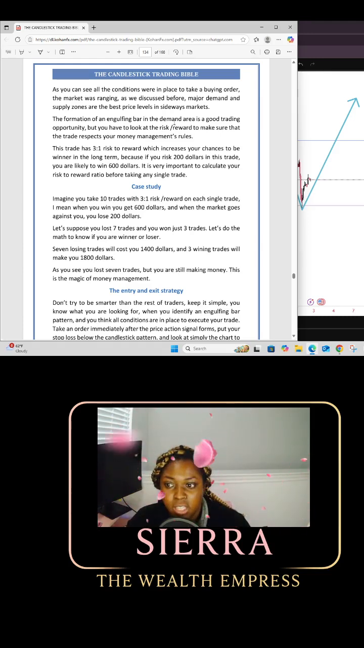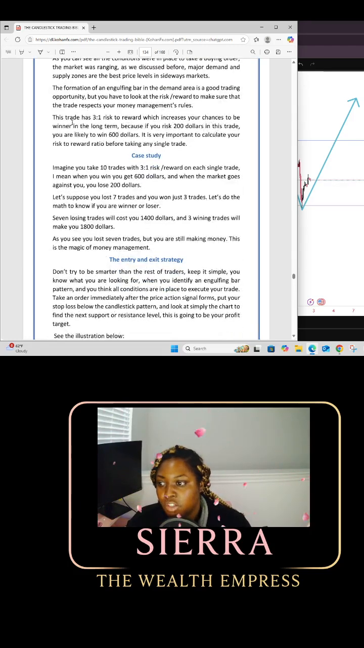Okay, and they're just saying demand area, but remember, it's the same as support and resistance, the same at supply and demand, the same at a trend line, the same in a fair value gap. Okay, all of these are zones, and you want to use these candlestick patterns to let you know what price is doing. Okay. This trade has a 3-to-1 risk to reward, which increases your chances to be winner in the long term. Because if you risk $200 in this trade, you are likely to win $600.